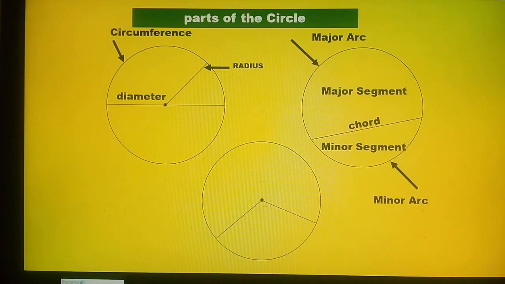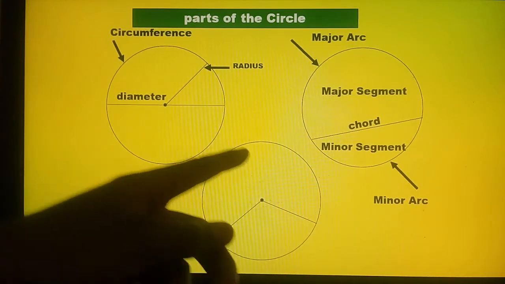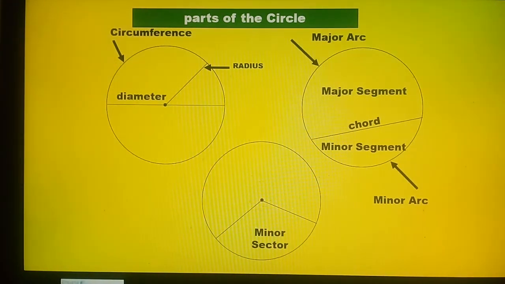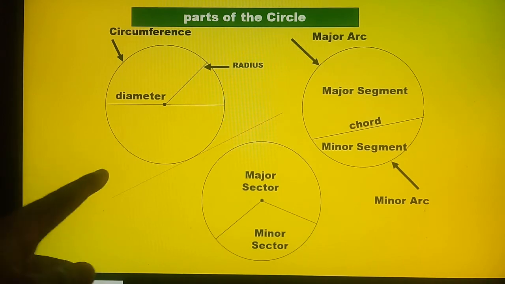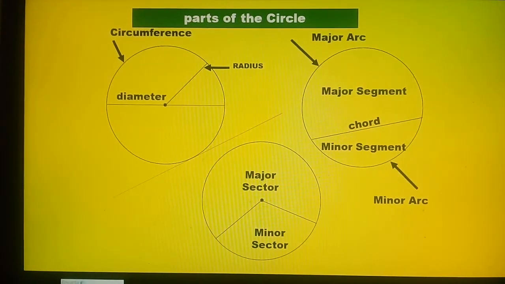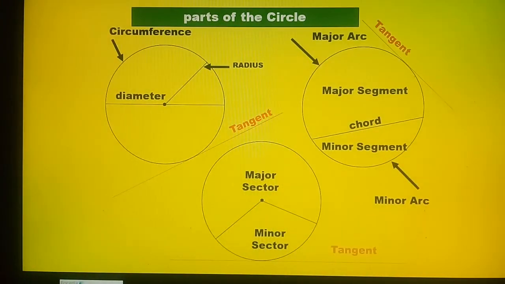We have 2 radii, because it is a radius and it is a radius there. Okay, we have a minor sector and we have a major sector. What do we call that line, the red one? The line that touches the circle once, and also that line touches the circle once. What do we call that line? We call it the tangent. We have to know this first, and then you get into geometry.